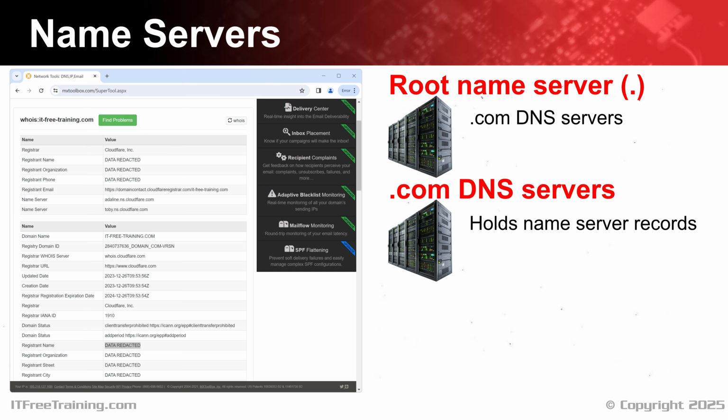In this example, they contain the two DNS records pointing to the Cloudflare DNS servers. The top-level domain servers also contain the Start of Authority, or SOA record. The SOA records contain the contact information and other configuration details for the domain. Modern registrars will automatically configure the SOA and name server records as required.